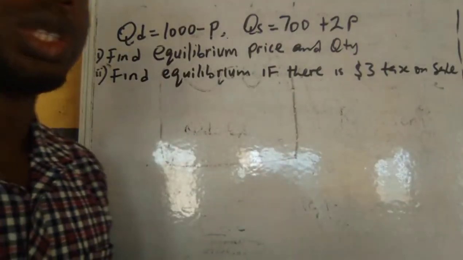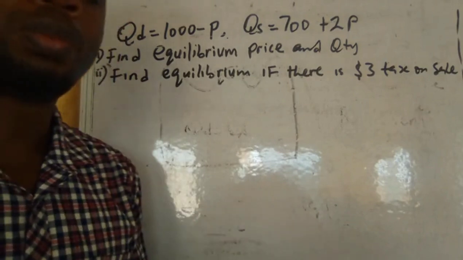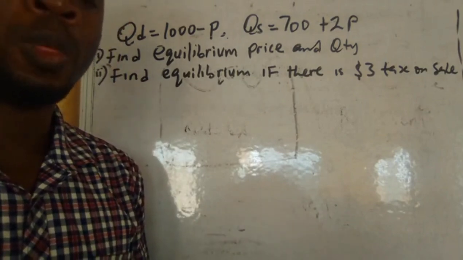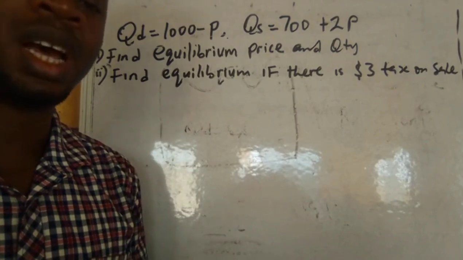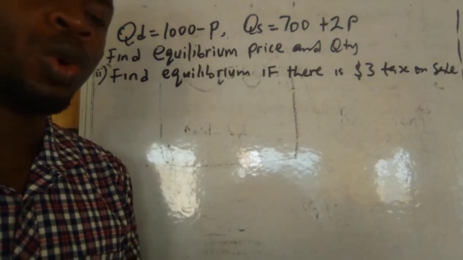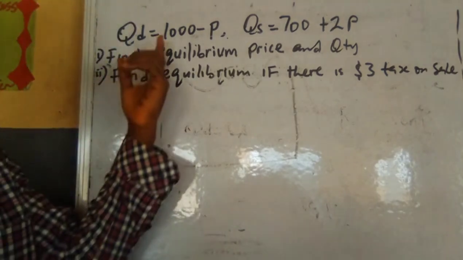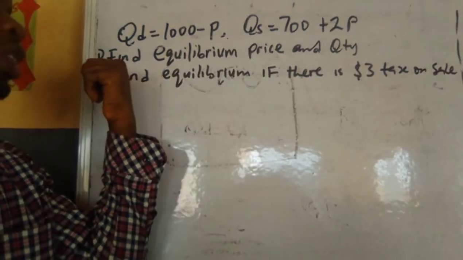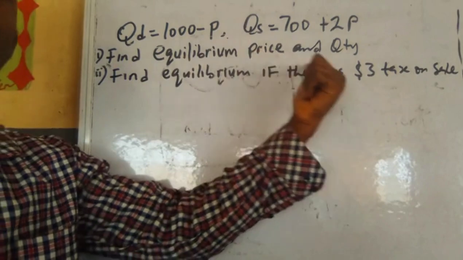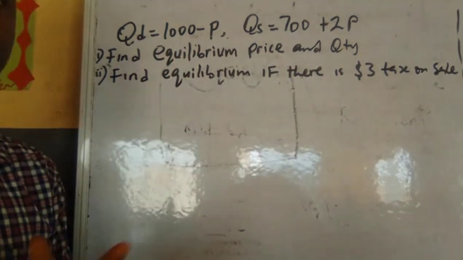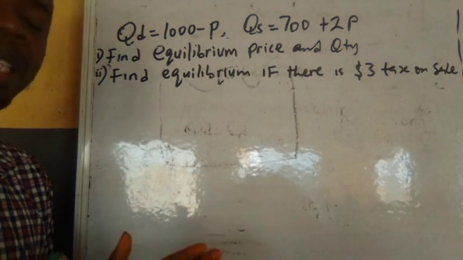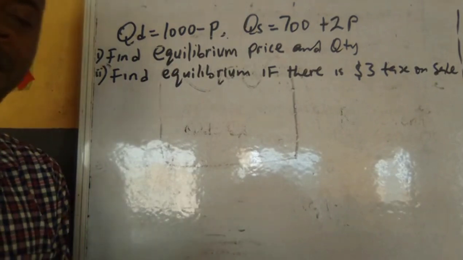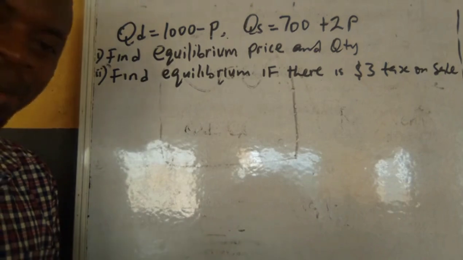Okay, in today's class, we are looking at equilibrium price and quantity and how tax can affect equilibrium price and equilibrium quantity. If you look at the question on the board, we have a demand function and a supply function. And we have the first question that says find the equilibrium price and quantity. Then it means that we are finding equilibrium price and equilibrium quantity demanded.